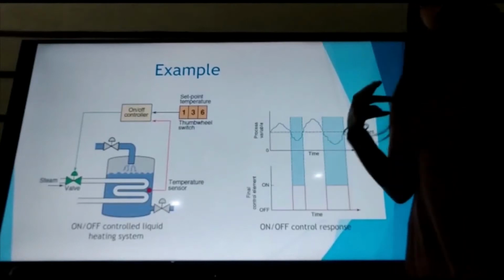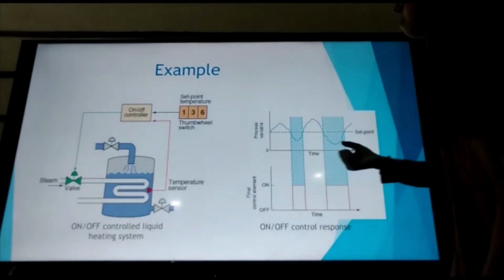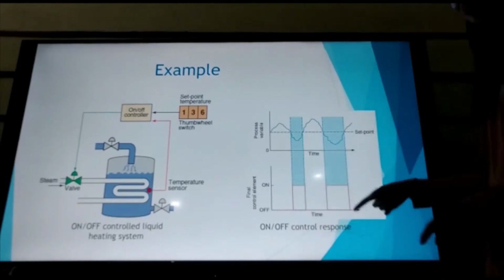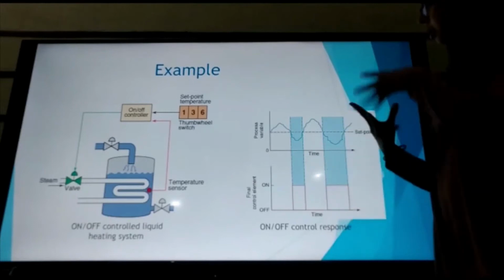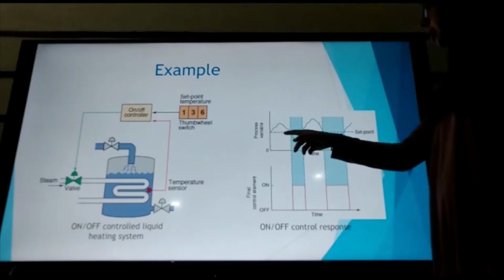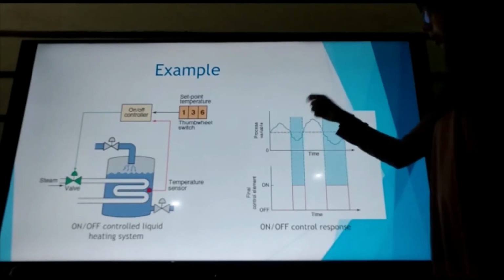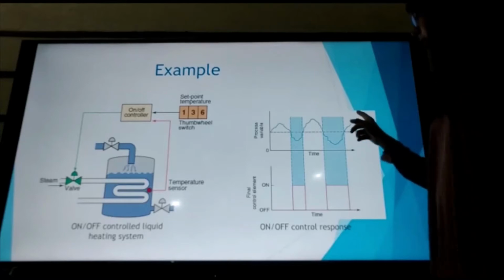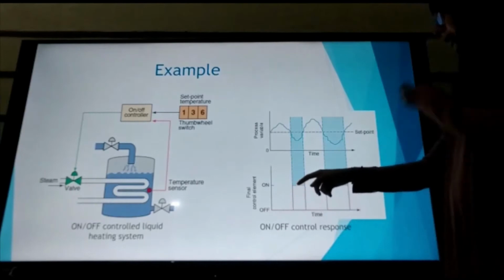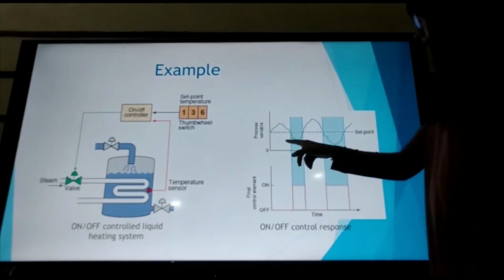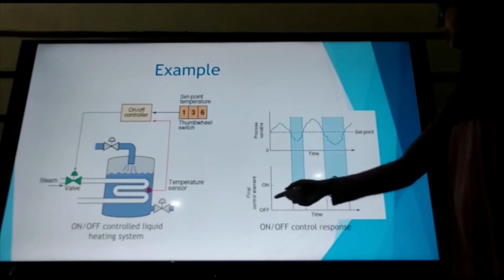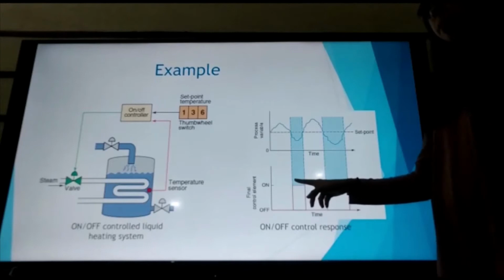Here it's possible to understand better the behavior of an on-off controller. We can see an on-off control response in this picture. Here, when the value is above the set point, the final control element is off, and when the value is below the set point, the final control element is on.